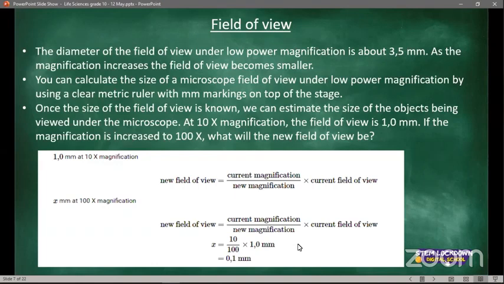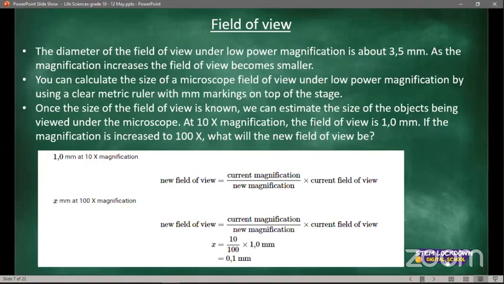So that is how we calculate your field of view. Your textbook might have another formula, and it says that to calculate the actual length of the specimen, you have to get the fraction of the field of view covered by the image, and then you multiply it by the diameter of the field of view. So the diameter of the field of view is what you see, and it's what you measure on the ruler.